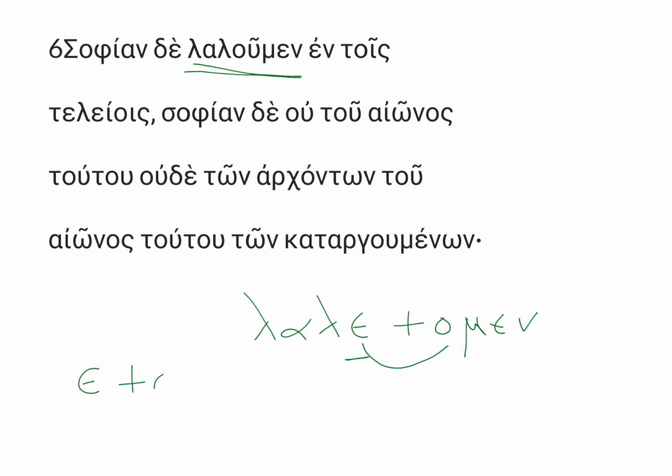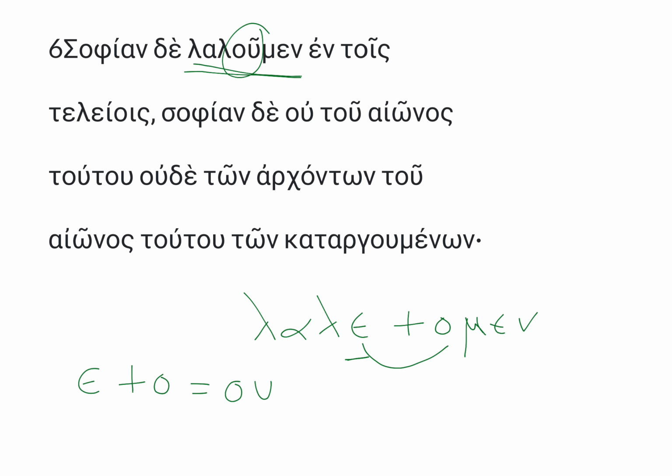I have found that the best way to understand contract verbs is to look at the uncontracted form. So the stem of the verb ends in an epsilon, lale, and then to it is added the primary ending, omen. So when the epsilon and the omicron contract, we can present it as a simple math equation, arithmetic. Epsilon plus omicron equals, you can see here, omicron upsilon.